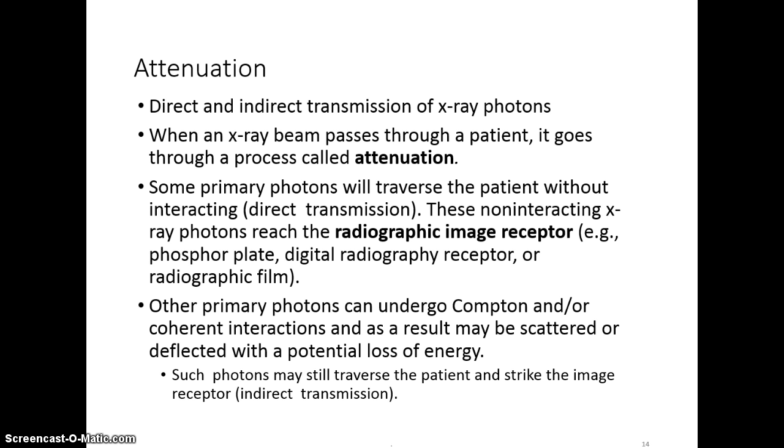Attenuation, again, we talked about this. As the X-ray beam passes through the patient, it goes through the process of attenuation. Some of it can go directly to your image receptor. Some are going to interact with air and maybe lose some energy or go through the patient. Some will be absorbed, some will scatter off. Some of that scatter won't reach your IR, and some of it will.